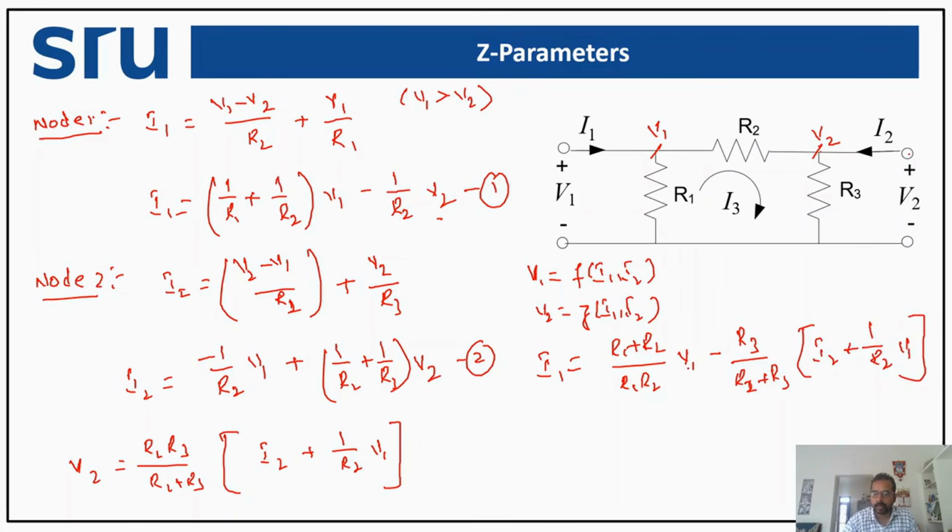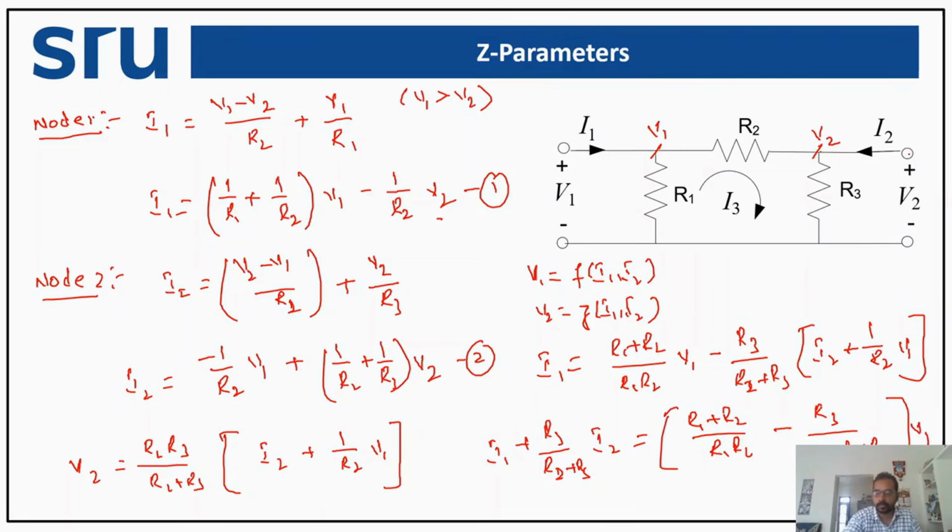Now we have V1 over here and V1 over here, and we shall send I2 to the left hand side. So what we are going to get? I1 plus R3 divided by R2 plus R3 into I2, which is equal to R1 plus R2 divided by R1 R2 minus R3 divided by R2 into R2 plus R3 into V1. So we shall simplify this particular part now.